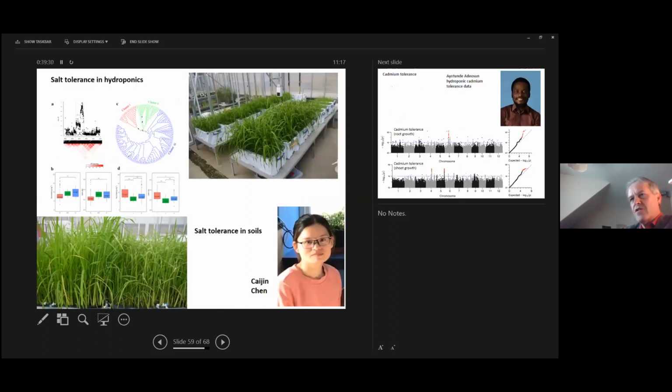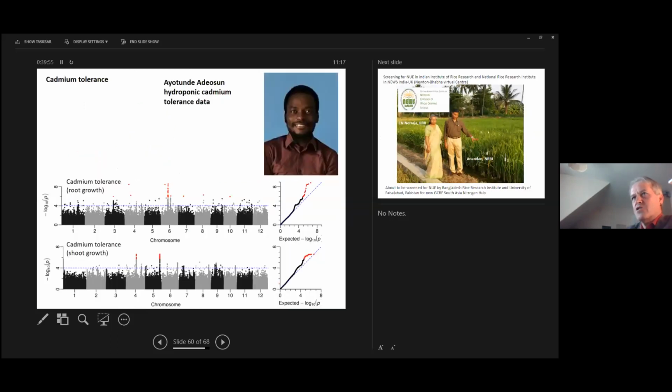I have a student, me and Gareth have a student, Kai-Jin, who's working on salt tolerance. So using this population to look at salt tolerance, both in hydroponics and in soil. She's got some really excellent results. QTLs on top of known candidate genes, QTLs on top of some really interesting candidate genes which deserve further study. Ayatunde is another PhD student we have working on cadmium tolerance. So he measures them in hydroponics, measures cadmium uptake and the effect of cadmium on growth. And he gets really, really nice QTLs, sometimes on top of known candidate genes, sometimes on top of new but very good candidate genes.